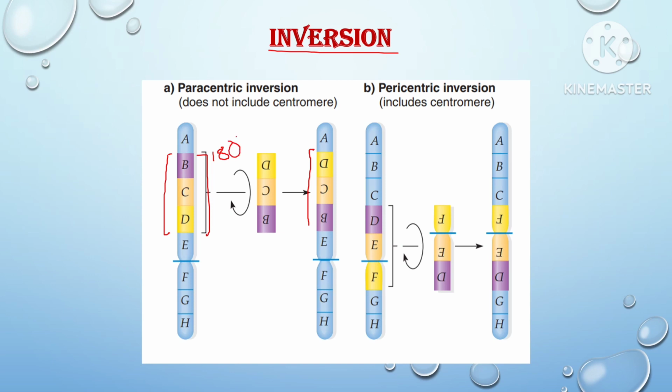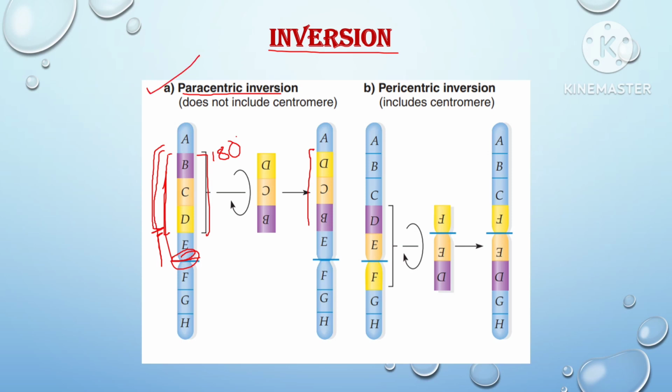Degree rotation is happening. So this looks like B, C and D. This is called paracentric inversion because it doesn't include the centromere. Now, as you can see, this rotation happens in B, C and D, but the centromere is positioned here, so this does not include the centromere. So we call it the paracentric inversion.